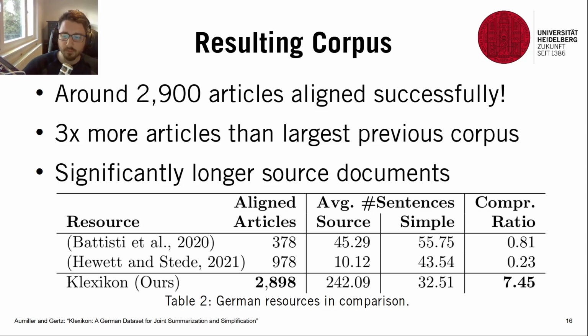You can also see on the bottom that in addition, what we have mentioned here is the so-called compression ratio, which determines the length of the average Wikipedia source article divided by the length of the average simplification article. A ratio smaller than 1, as it is the case for both previous resources, indicates that the original source text is shorter than the simplified article itself. However, our Klexikon resource is the first one that has a significantly longer source text. In fact, it's about 7.5 times longer than the resulting simplified text itself.